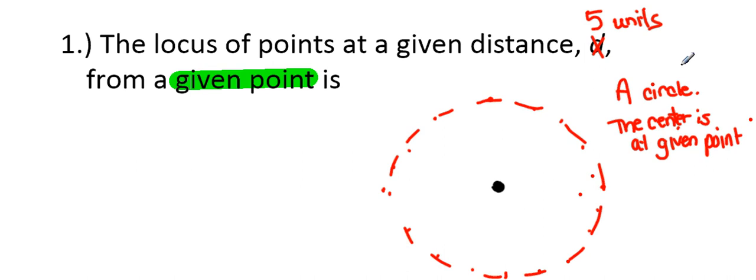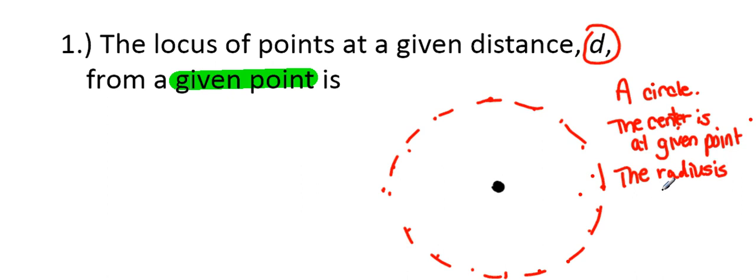And I was a little sneaky here at the beginning, and I changed this d to 5 units. That really could be 5 units, could be 10 units, could be 32.5 units, could be anything I want. The point is the radius of that circle is going to be whatever that given distance is. So I'm going to say the radius is d units, where d is the given length, whether it's 5, 10, 22, whatever it is.